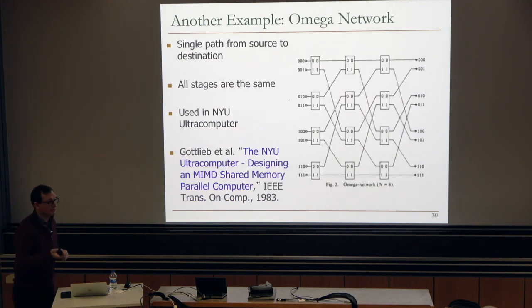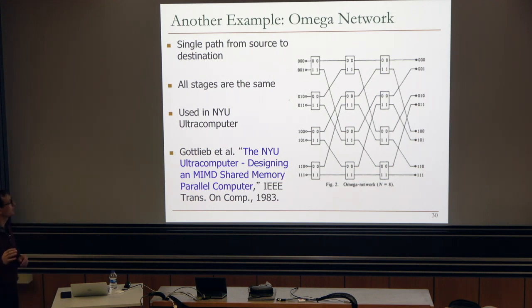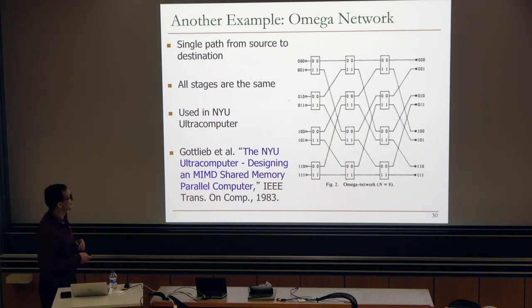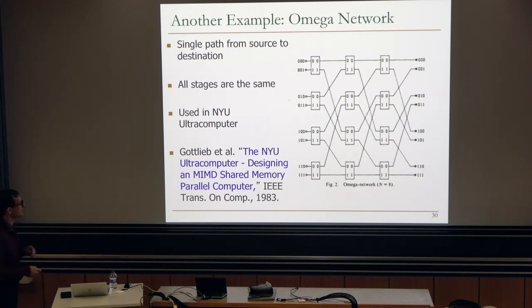Okay, another one you've seen already, it's the Omega network. It also has a single path from source to destination. But here all stages are the same actually. You can see that. It's used in the NYU Ultracomputer. It's actually one of the big parallel computer building projects that was happening in the 1980s. And I like this one because of what we're going to describe in the next slide. They decided to develop this multi-stage interconnection network between processors and the memories that they're communicating with. And they want to have a scalable system. And you can read this paper for more detail.